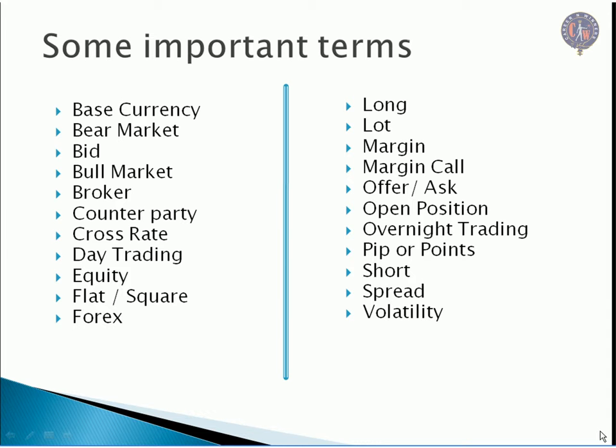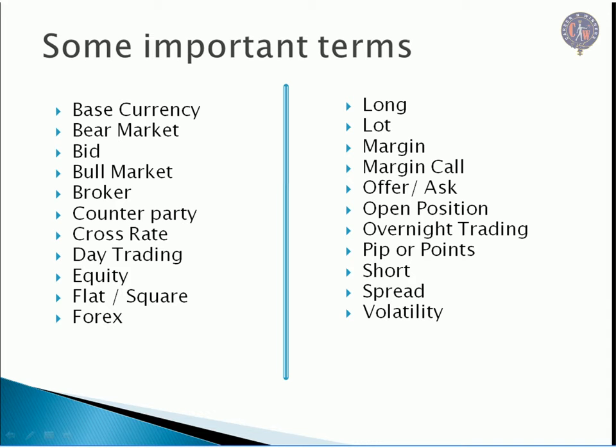The next term is flat or square. Flat or square is a position where a client has not traded in that currency or where an earlier deal is reversed, thereby creating a neutral or flat position. For example, bought at $1,000 and then sold at $1,000 creates a flat position. The next term is Forex. Forex is an abbreviation of foreign exchange.